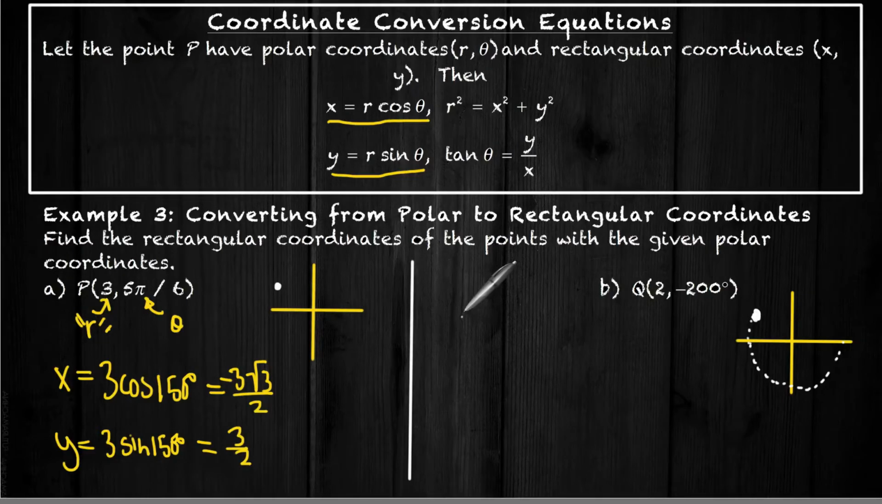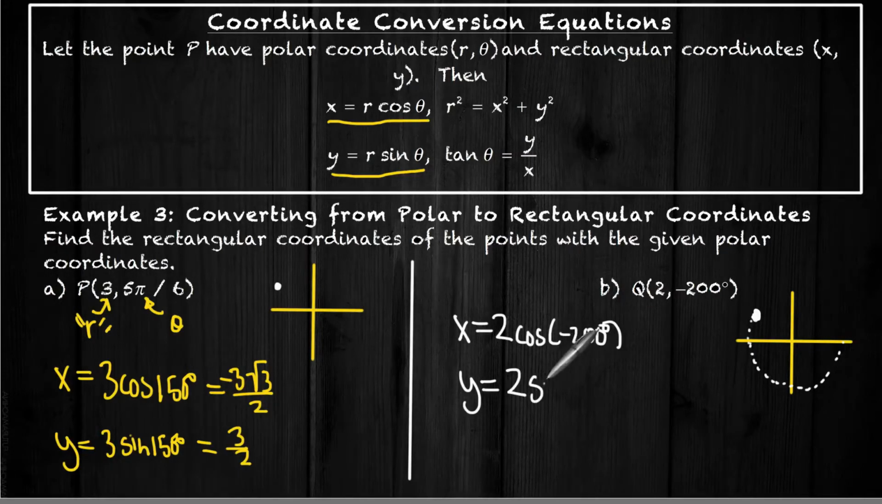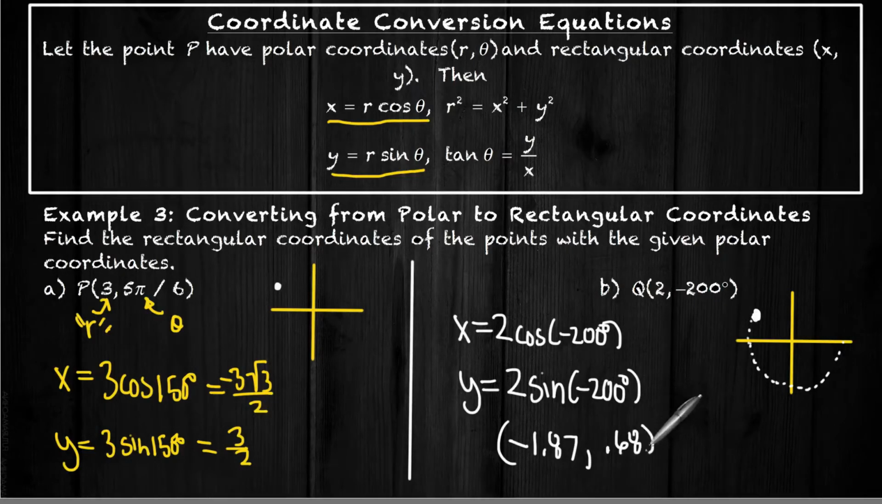So let's see what we get. X is equal to 2 cosine of negative 200. Is it okay to use 160 here? Sure, because negative 200 is the same as positive 160. Not a problem. So y is equal to 2 sine of negative 200 degrees. And so when we plug those into our calculator, we get negative 1.87. Make sure your calculator is in degrees. And we get a 0.68 number for y. And that's how you convert from polar coordinates to rectangular.